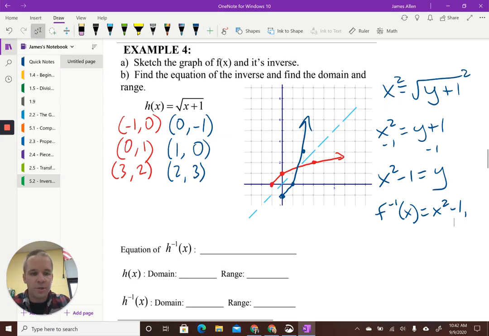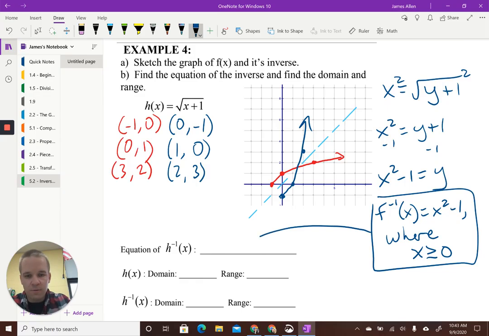So there is a little bit more to this, and we'll put where x is what? Well, I want the positive side, so greater than or equal to 0. That's where this graph is starting. So seeing that graph also helps with that domain there, right? So this would be my answer for right here. All right. Oh, that's an H. My apologies. There we go.